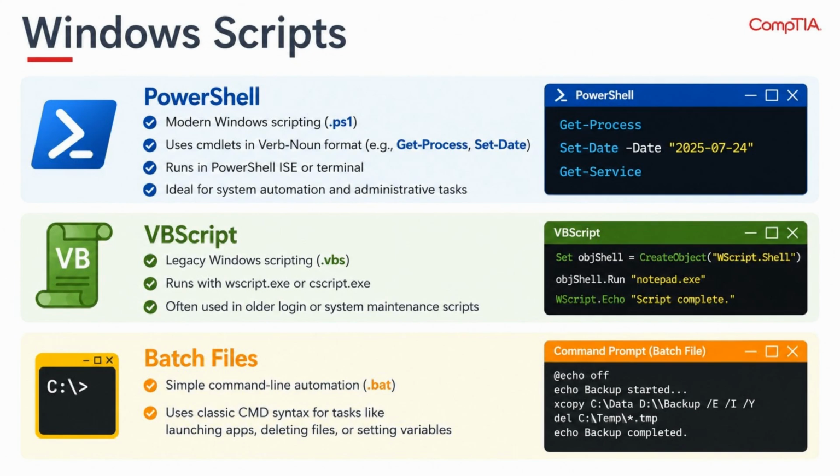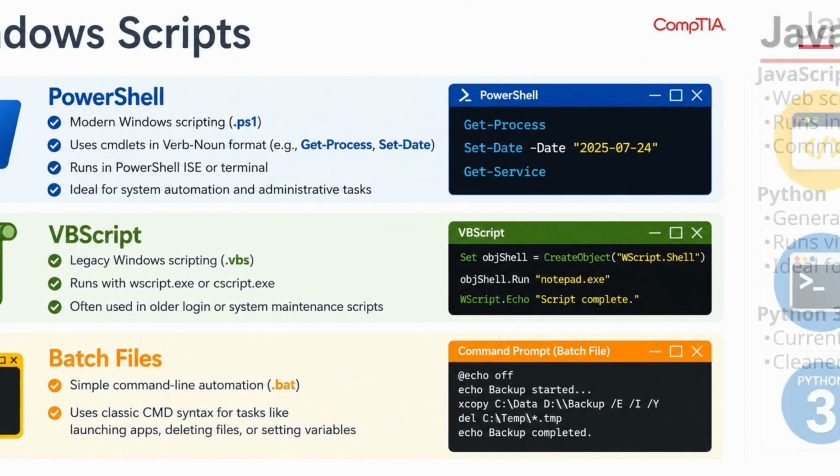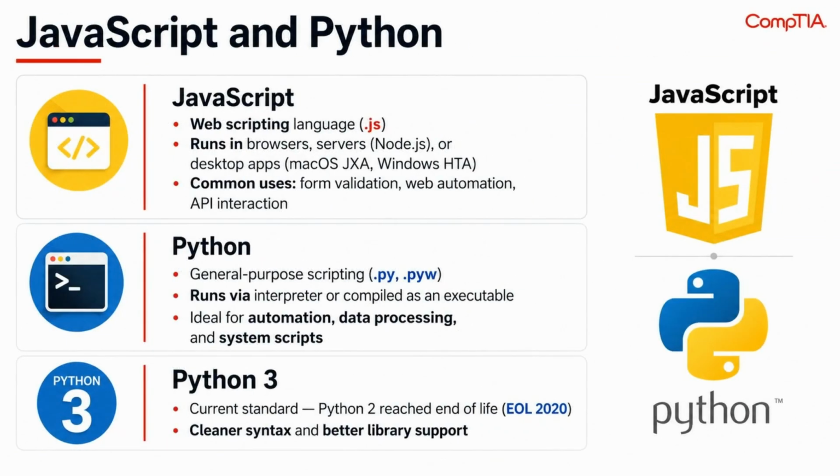PowerShell is modern Windows scripting using .ps1 files, with cmdlets in verb-noun format like Get-Process or Set-Date, running in PowerShell ISE or the terminal, ideal for system automation and administrative tasks. VBScript is legacy Windows scripting using .vbs, run with wscript.exe or cscript.exe, often found in older login or maintenance scripts. Batch files handle simple command line automation with .bat, using classic CMD syntax for tasks like launching apps, deleting files, or setting variables. JavaScript is a web scripting language using .js, running in browsers, servers via Node.js, or desktop apps. Common uses include form validation, web automation, and API interaction.